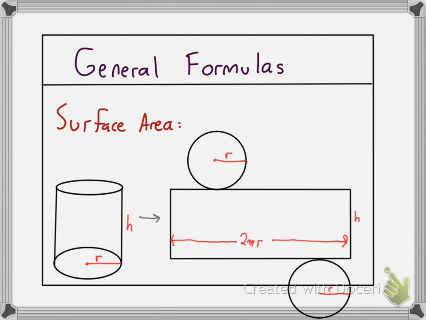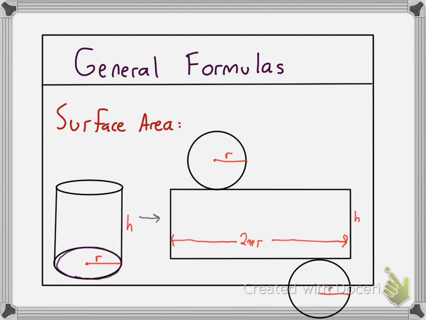From here, I could say I have two circles and I have a rectangle. My two circles have the radius of r, because remember those circles are congruent on the top and bottom there. I have my h when I unravel that, and then that 2 pi r comes from the circumference of the circle. When I unravel that, the circumference is going around like that. So that's basically where the 2 pi r comes from, just if you were wondering.